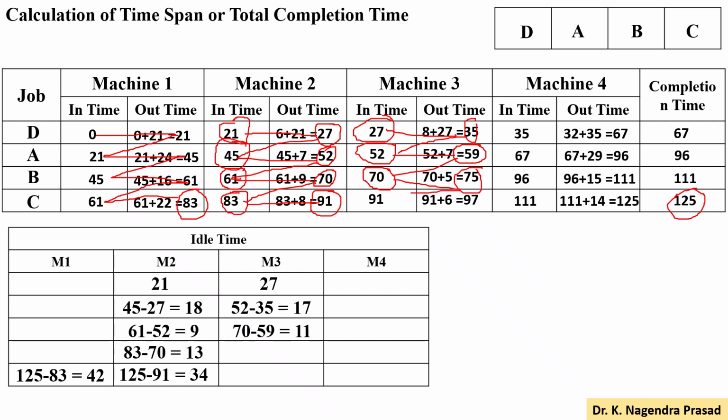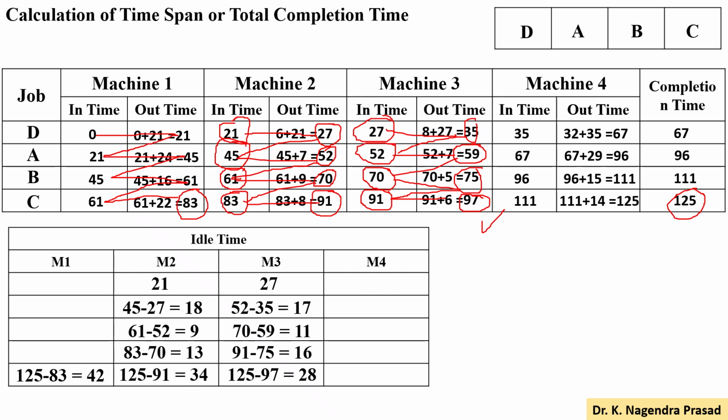Next, 75 to 91 hours it is waiting for job C. So machine 3 waiting for job C is 91 minus 75, which is equal to 16. So next, 91 to 97 it is engaged with job C. So after 97 hours it is free. Then another waiting time is 125 minus 97, which is equal to 28.